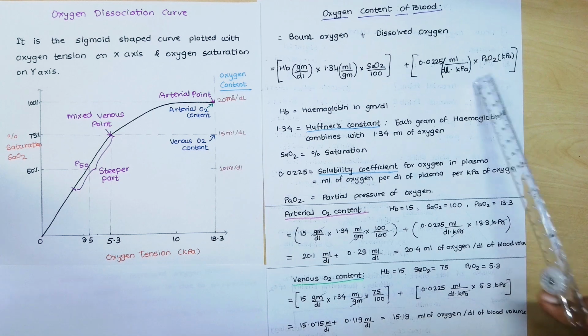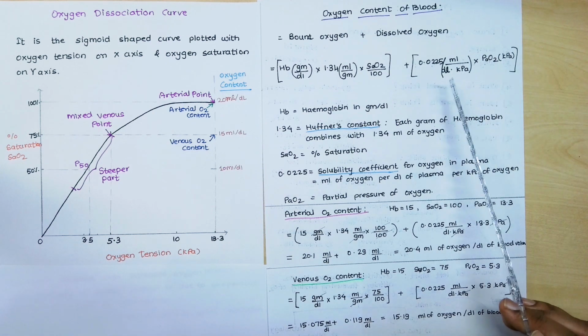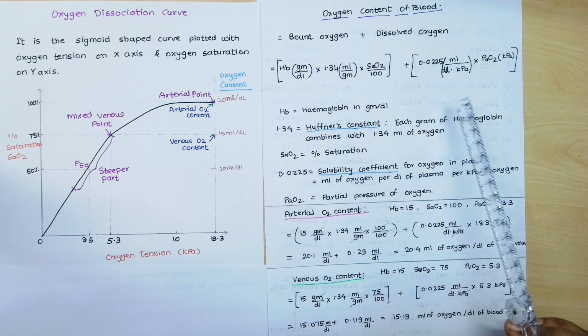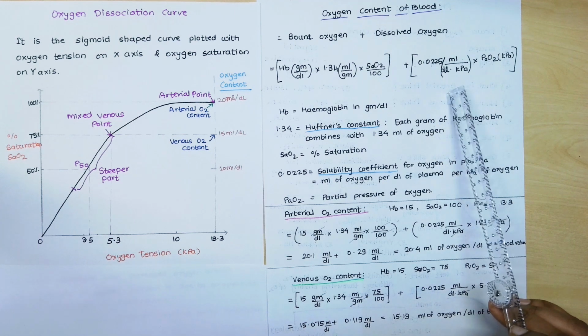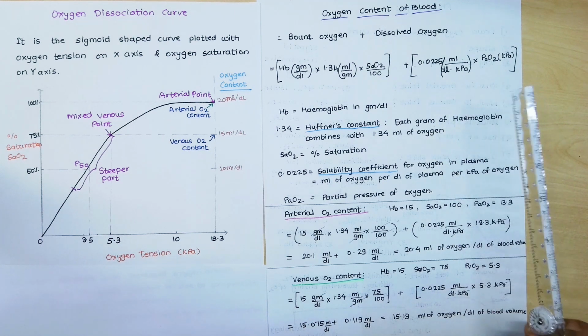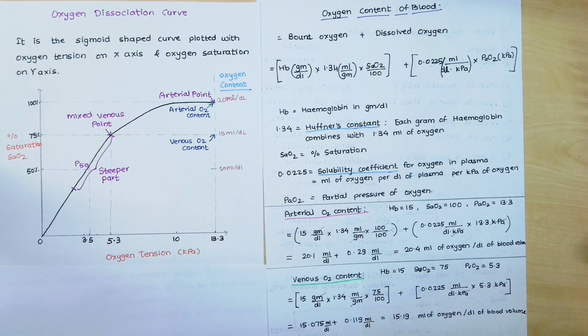The dissolved oxygen is calculated as the solubility coefficient of oxygen in plasma, which is 0.0225 mL per deciliter of plasma per kilopascal of oxygen, times the partial pressure of oxygen, which is given in kilopascals.